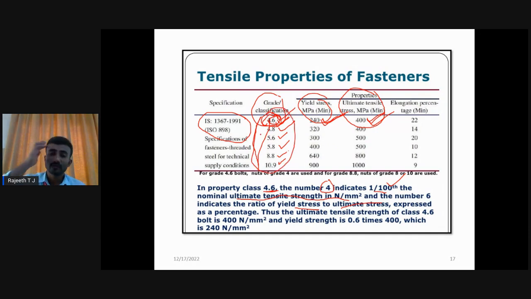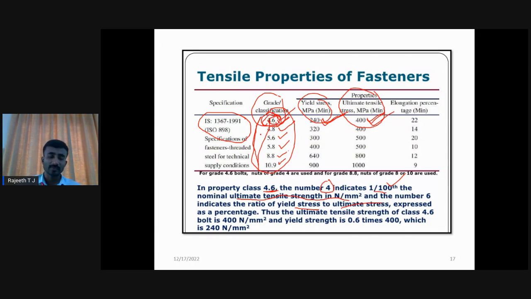It starts with 4.6, and based on the strength it increases. Compared to 4.6, 4.8 grade bolts have more strength. These values are used for the calculation of stresses or the strength of a bolt in numerical problems.